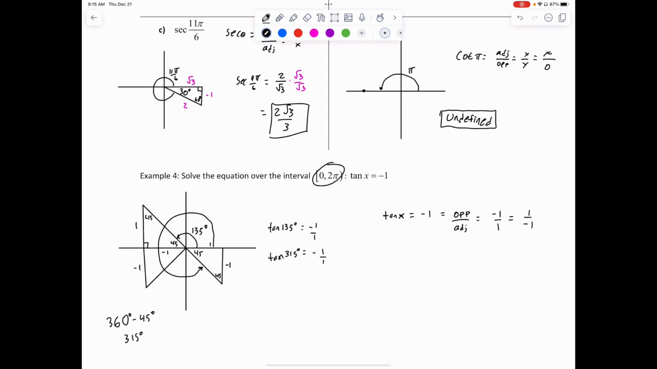But we're looking for radians, so really I need to convert these. 135 degrees times pi over 180, and 315 degrees times pi over 180. That gives me 135 over 180 pi, and 315 over 180 pi. And if we simplify those, I get that x in this case is equal to 3 pi over 4 and 7 pi over 4. And that is my set of solutions.